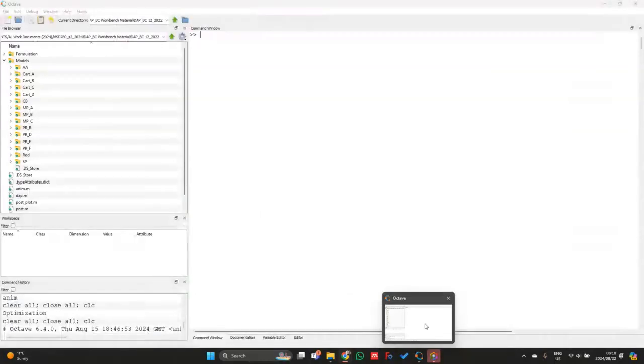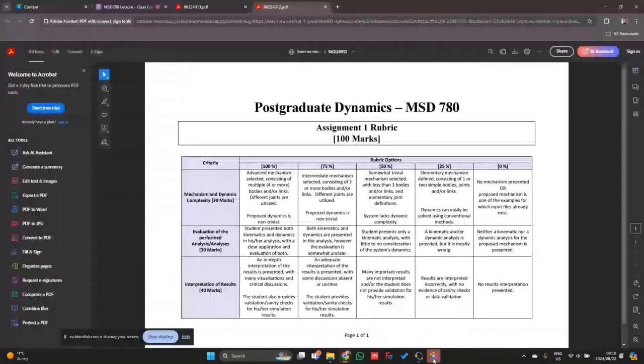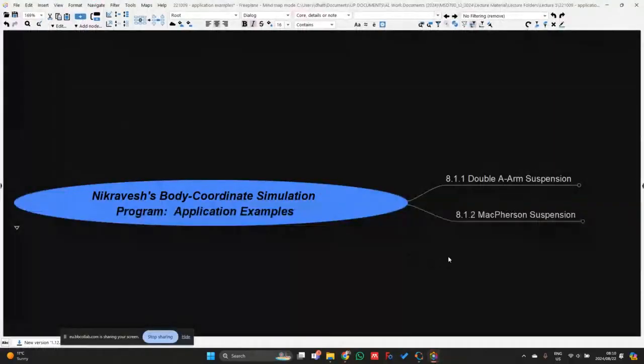So then I'm going to jump into our application examples. For today, we're going to look at two suspension systems.